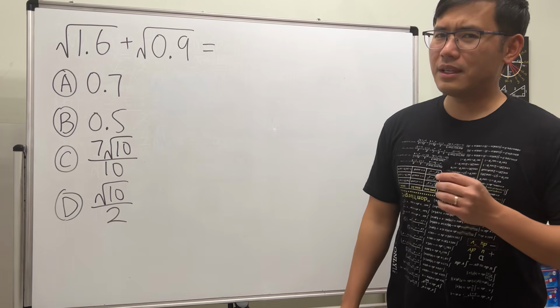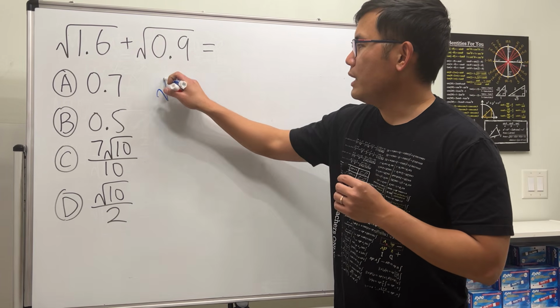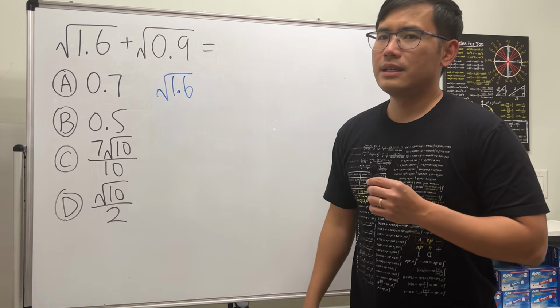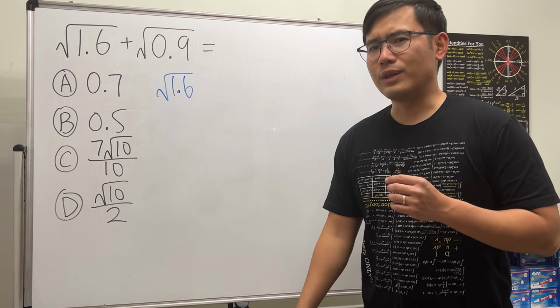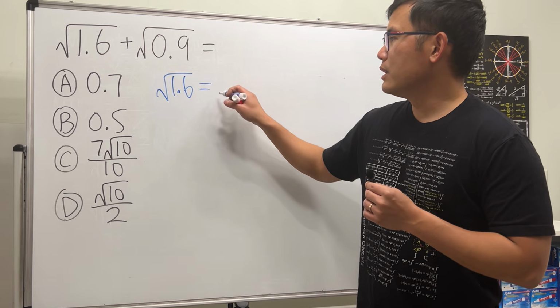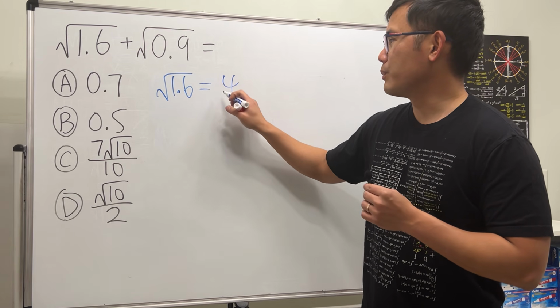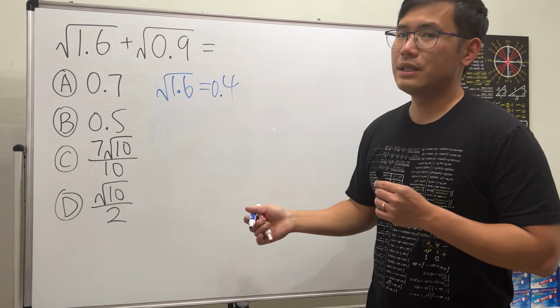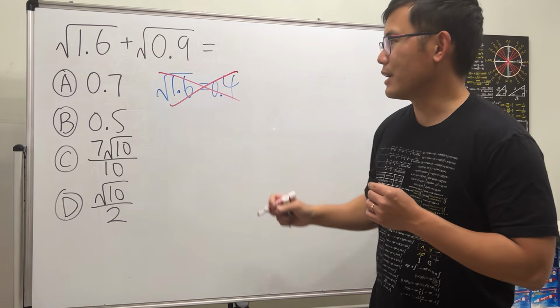Okay, let me show you guys a common mistake first. When we have square root of 1.6, it looks like 16, so square root of 16 is just 4, right? 4 times 4 is 16, right? So it's 4, and then we have the decimal point right here, so maybe 0.4, right? No, this is actually not correct.